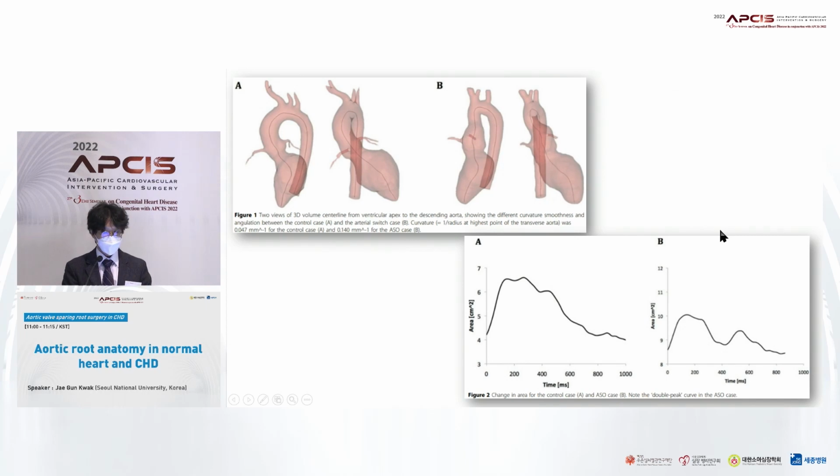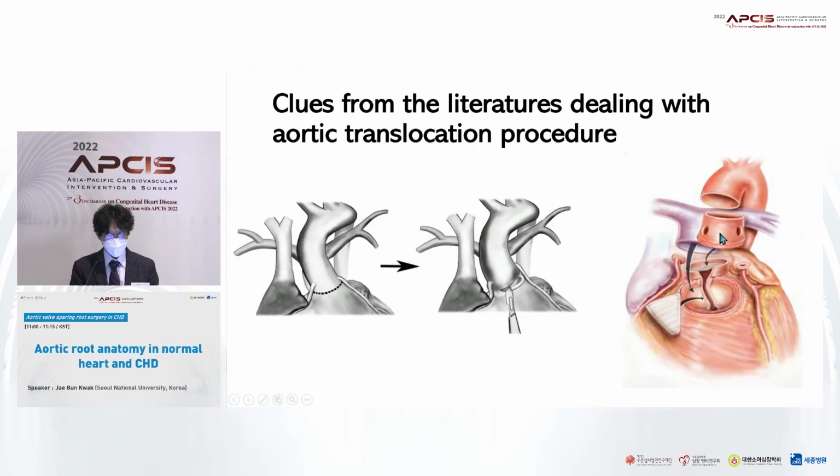So why does this happen in the neo-aortic valve or aortic root? That means naturally the pulmonary valve or pulmonary root. In patients with TGA, their natural pulmonary valve or pulmonary root still retains its nature, even after the arterial switch operation. So I tried to seek the answer to this question.